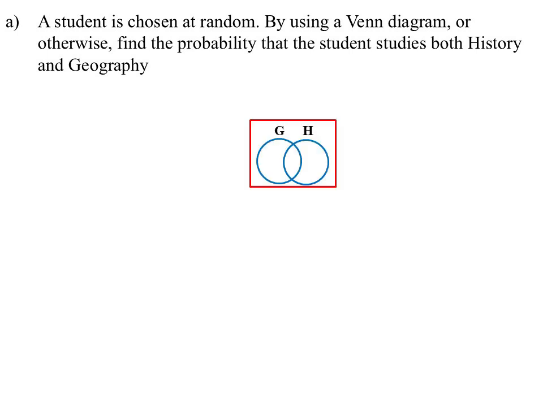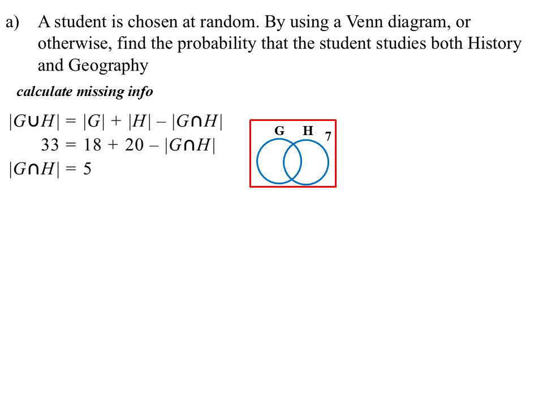A universal set. Inside that universal set, we've got students that study geography, students that study history, and there is an overlap. Let's fill in the numbers. They told me 7 do neither, so I know there's 7 not inside those 2 sets. Okay, now I've got to calculate all the missing information. There's my formula. We know G union H must be 33 because there are 7 objects in the universal set that are not in that. So by subtraction, there must be 33 that are contained within those 2 sets.